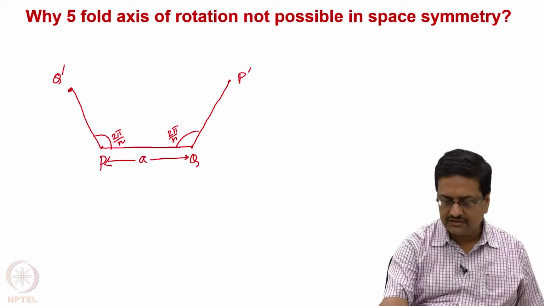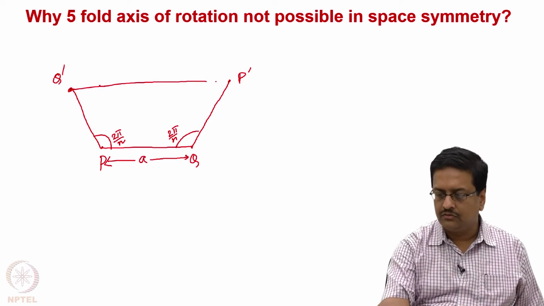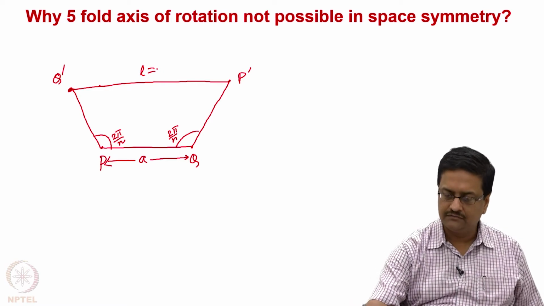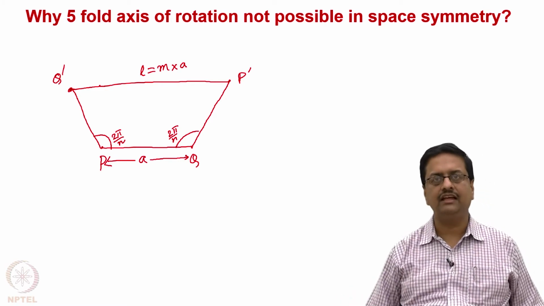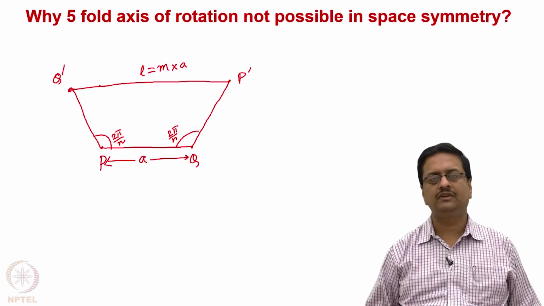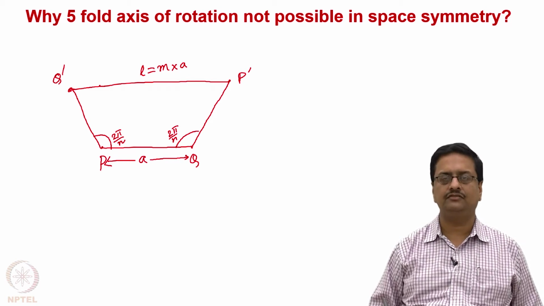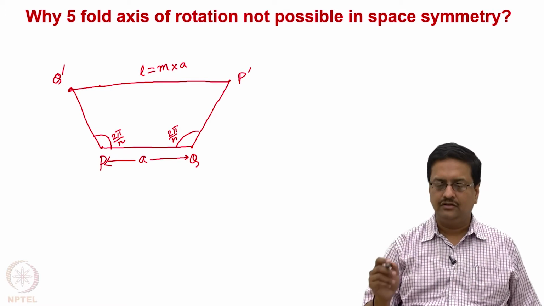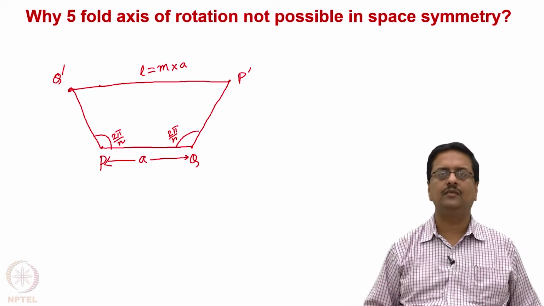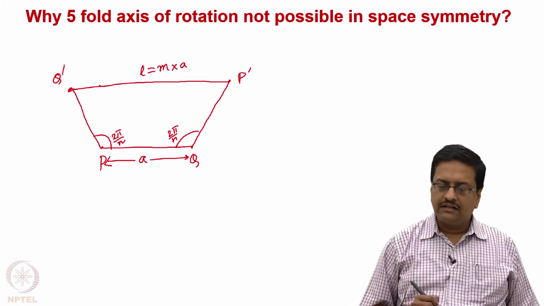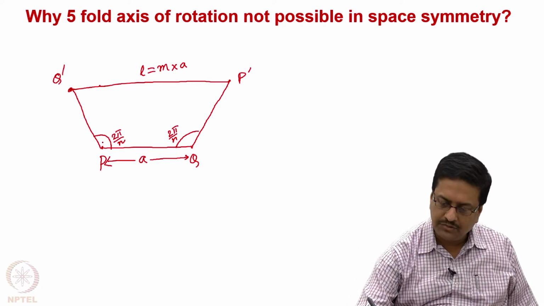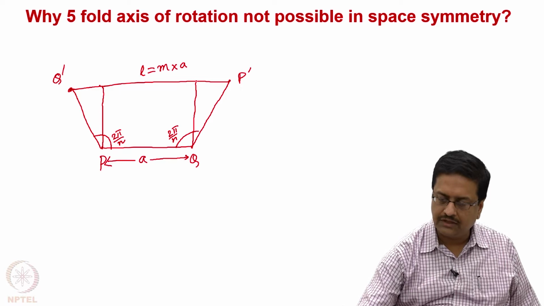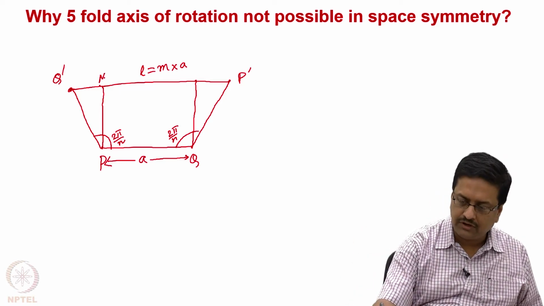So obviously the distance from Q to P, which is L, should be some integral multiple of the unit cell edge length A, because these 2 points P prime and Q prime are representative of 2 lattice points at a given distance, and as we know P and Q are at edge length A, so the distance between P prime and Q prime has to be an integral multiple of A. So now let us draw a perpendicular from P to P prime Q prime and another perpendicular from Q to P prime Q prime, and we identify those 2 points as M and N.